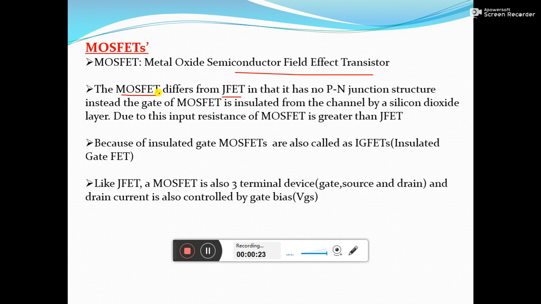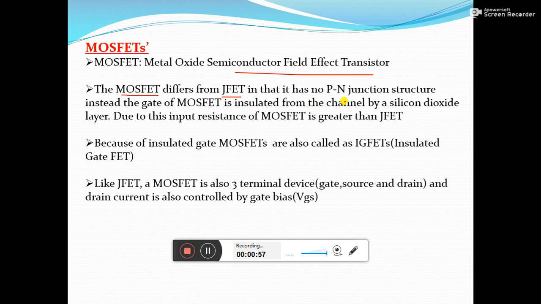So the MOSFETs differ from JFET in only one parameter: whether the gate is connected with the channel or not. In case of JFET, there will be a PN junction and the gate will be in direct contact with the channel. But in case of MOSFET, the gate is not in contact with the channel. Instead, it will be insulated from the channel. Between the gate and channel, there will be an insulating layer that separates them.